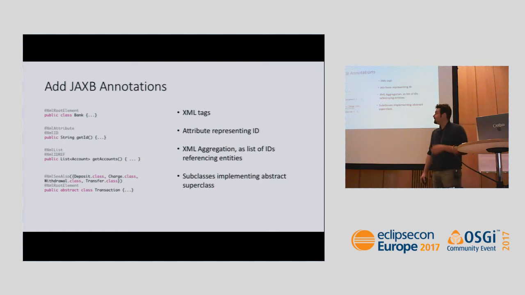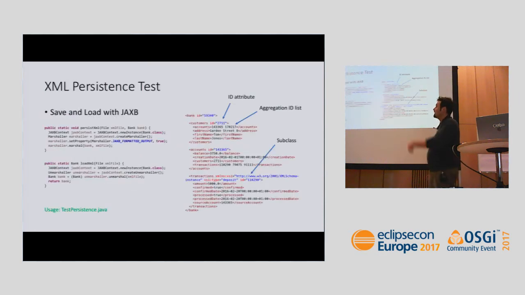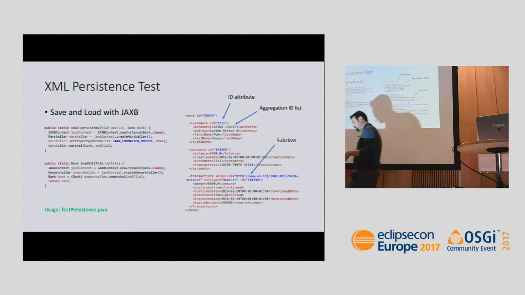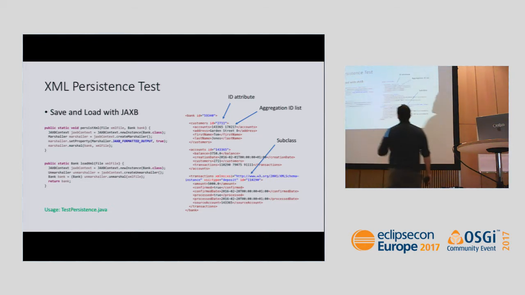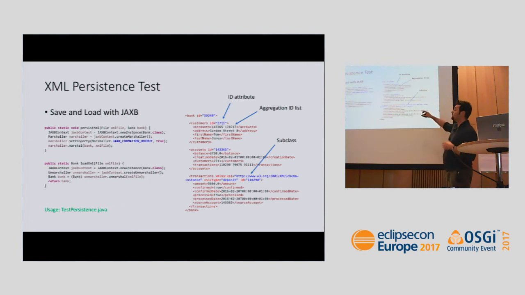When you put all your annotations, saving and loading XML is quite easy. You just need four lines of code for saving and loading. You need a marshaller and an unmarshaller. And to the right, you can see the resulting XML, where I marked some of the corner cases that you can find.